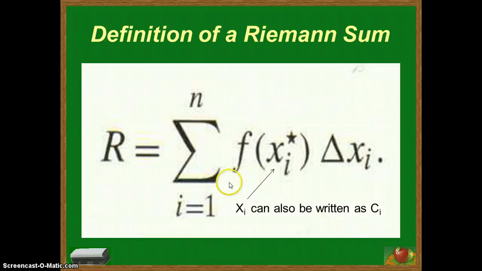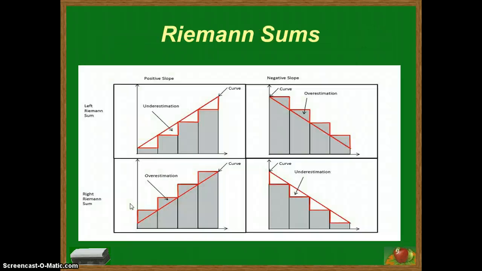Note, a Riemann sum, right now we're really talking about positive values, but it can be negative. However, when we talk about area under the curve, that can't be negative. Okay, that's a preview of something to come.